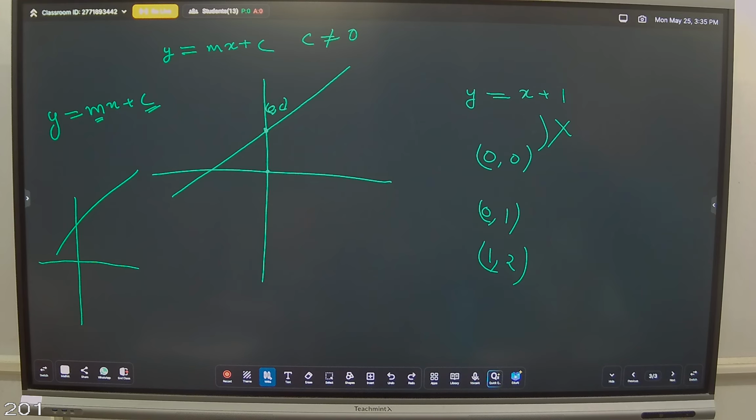No. So for a certain x, this will be mx naught plus c. For some value of x naught, it will be 0. For every x, it will not be 0. You understand?